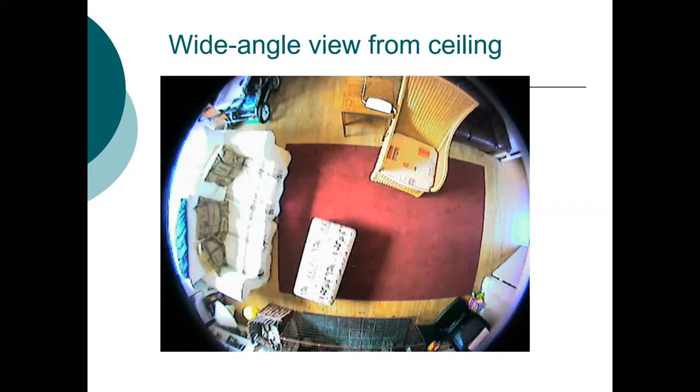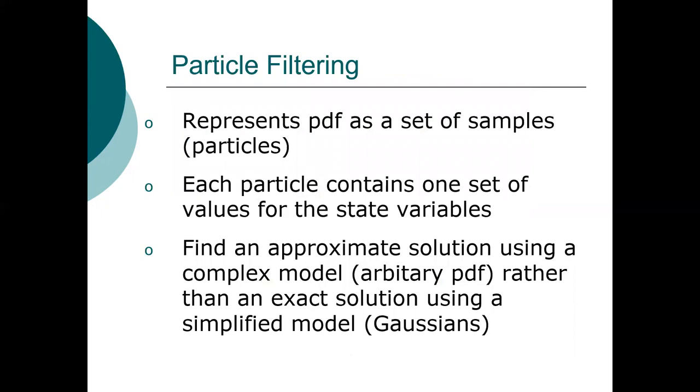To be able to do that, we used particle filters, which have become so popular in visual tracking. In particle filters, the probability distribution of the characteristics of the state of the person or the object being tracked is represented by a probability distribution function. This distribution is represented by a set of samples, and each particle contains one set of values of the state variable. Particle filters find an approximate solution using a complex model, an arbitrary probability distribution, rather than an exact solution using a simplified model.